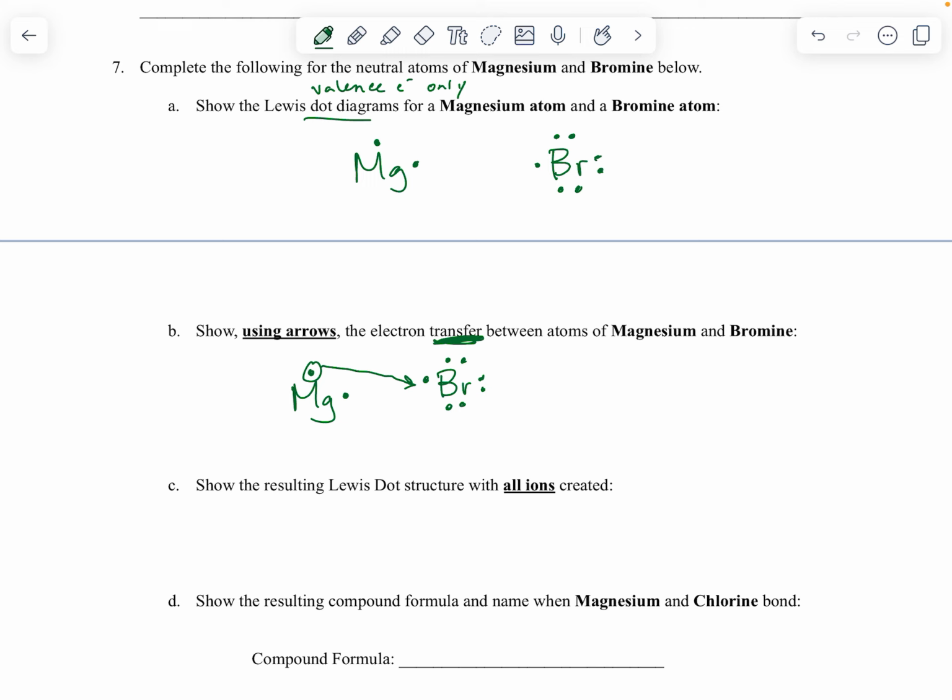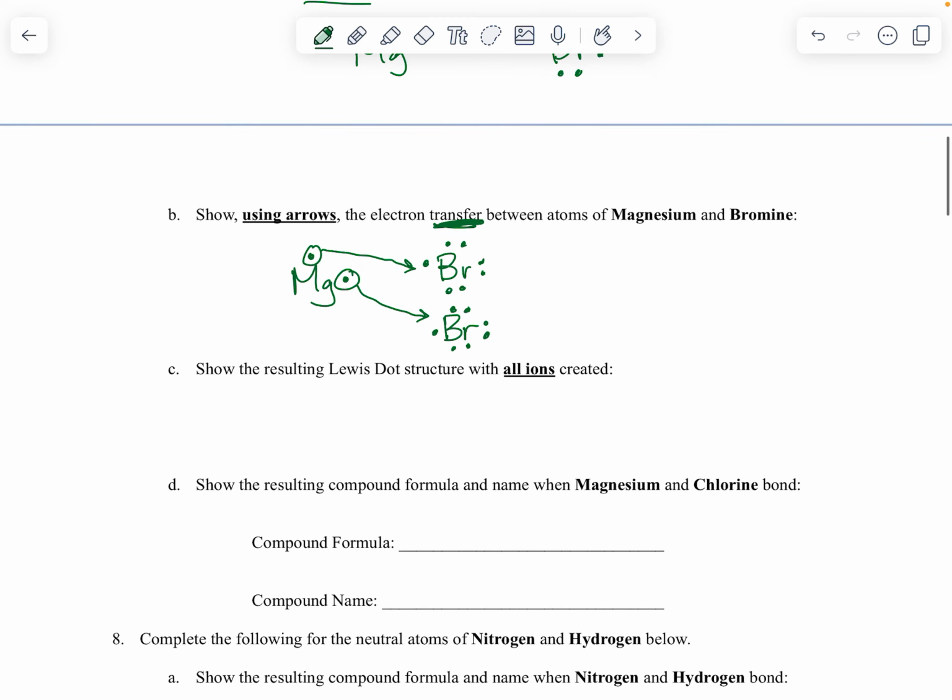Well, magnesium transfers 1 to that bromine. That bromine is now full. And so what we need to do is find another spot for that additional electron to go. And that means that we need something else that's going to take that electron, which, of course, is just going to be another bromine, right? We can't just add another element out of nowhere. We have to work with the elements that are trying to bond together. And when this occurs, that's when we get our ionic bond, because that is when the ions are formed.